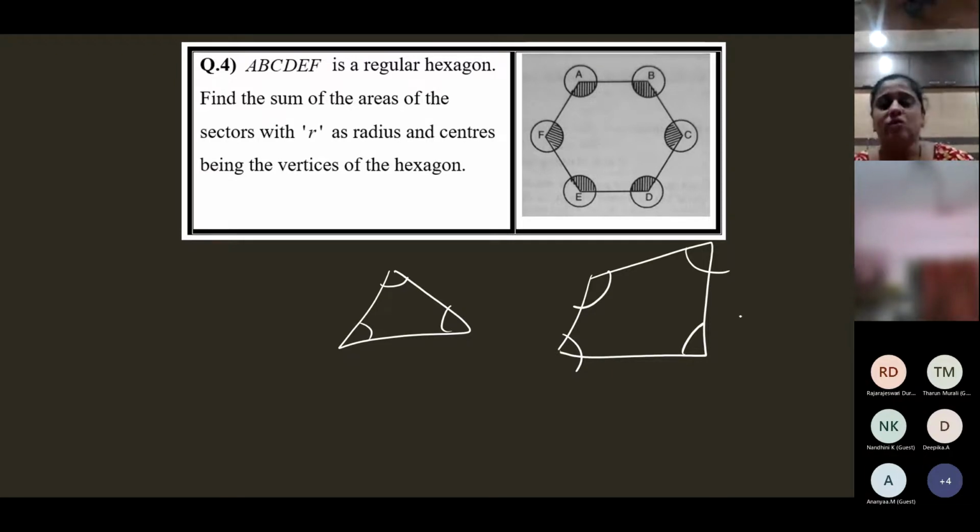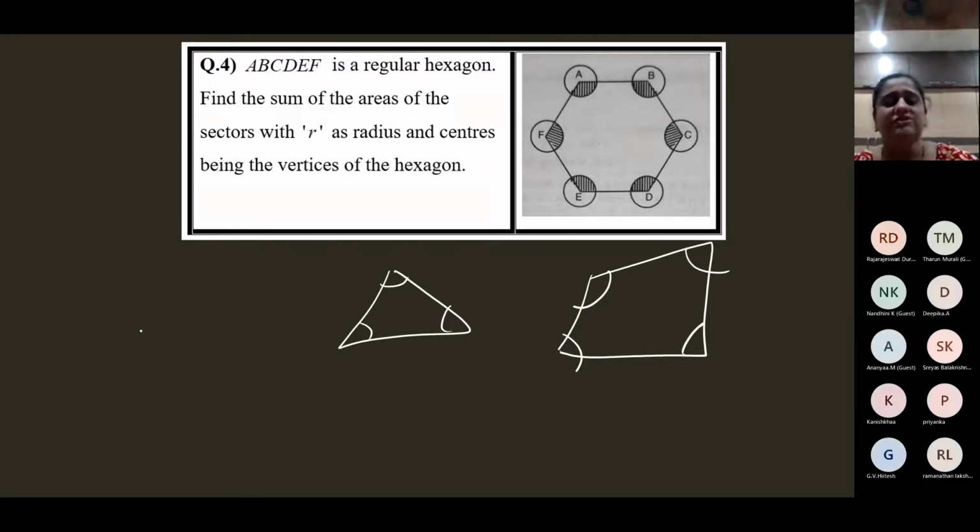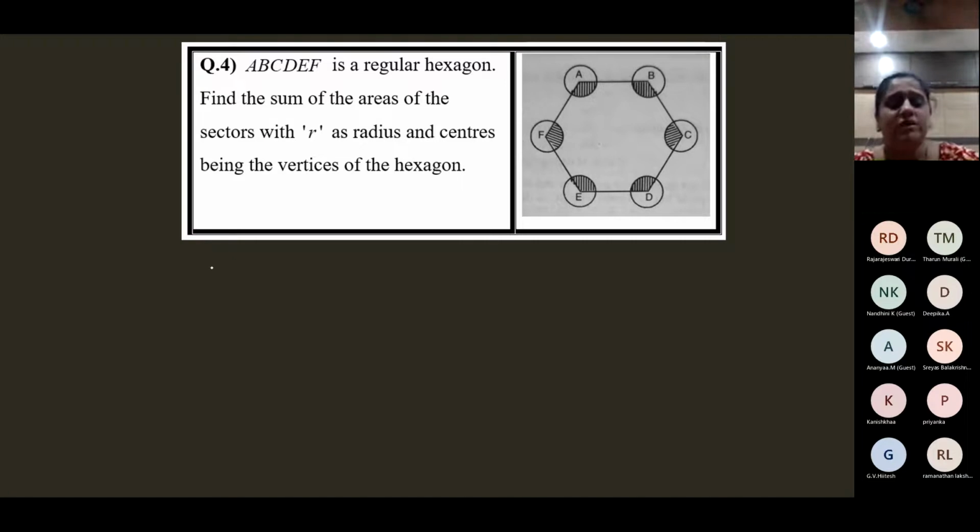Three sides 180, four sides 360. Five sides something, six sides something, seven sides something. Whether it is regular or not regular, that's a different thing. Now the formula is (2n minus 4) into 90.